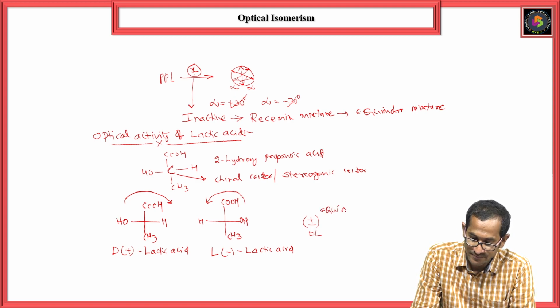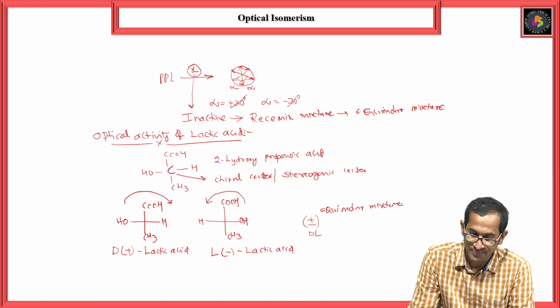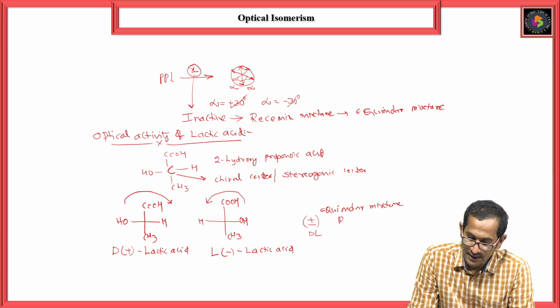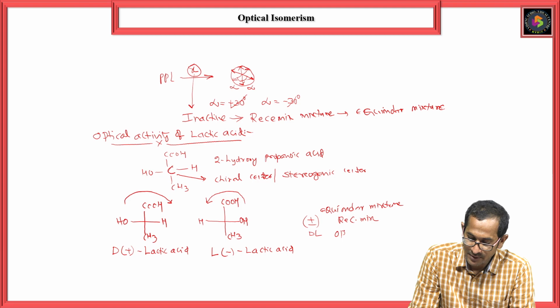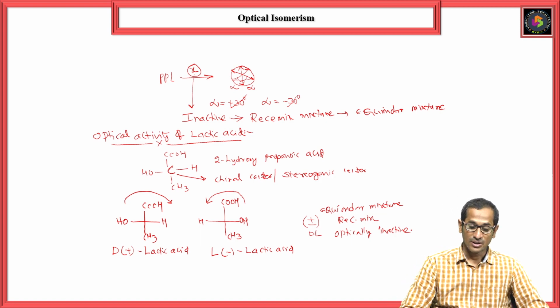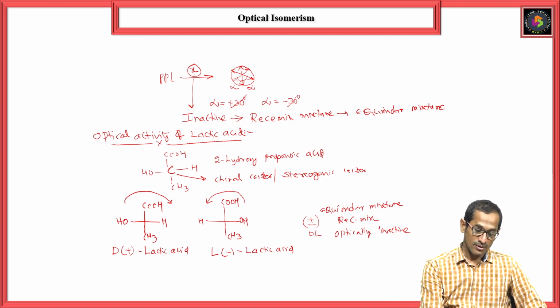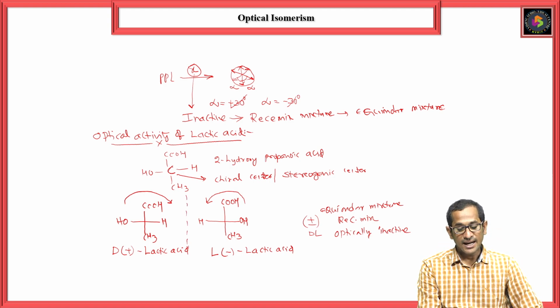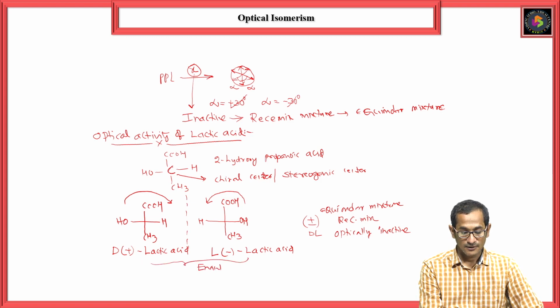An equimolar mixture of two isomers is generally called a racemic mixture. A racemic mixture is optically inactive. Now we will discuss the first D and L. The D and L isomers of lactic acid are called enantiomers.